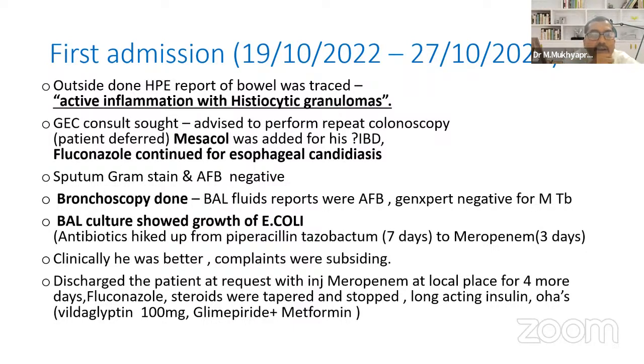Gastroenterologist suggested to add mesocol. We added it, as it is for inflammatory bowel disease. We continued his fluconazole for esophageal candidiasis. And again, he had some sputum; gram stain was negative, AFB was negative, but his CT scan showed some upper lobe infiltration. We still thought that there is a possibility of tuberculosis causing lung involvement and also colonic involvement.